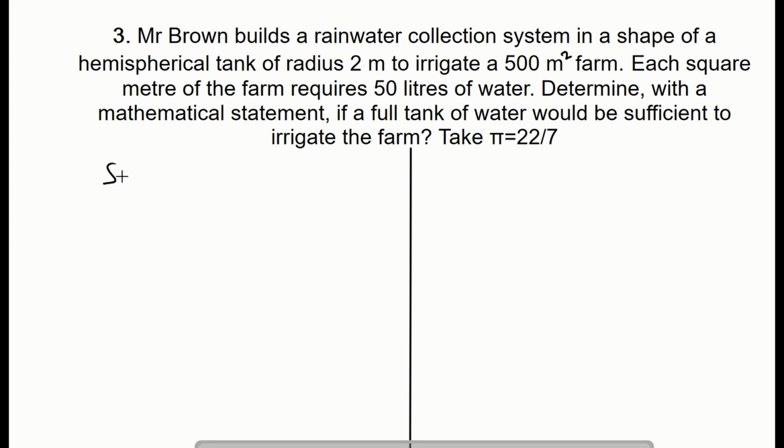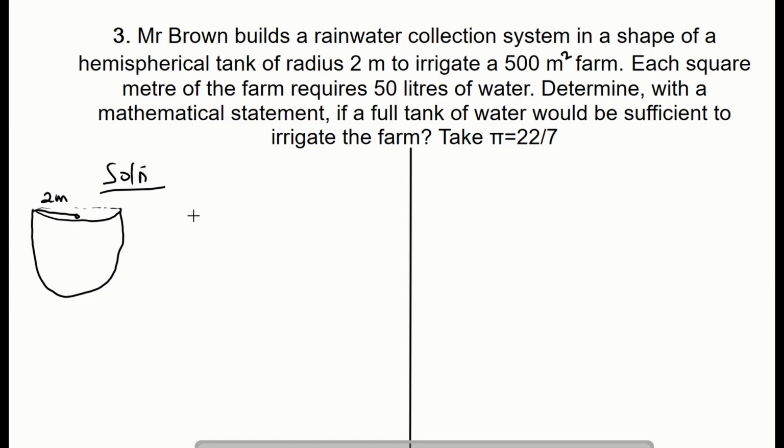So now let's identify the tank that Mr. Brown built, which is a hemispherical container. So let's draw a hemisphere, not drawn to scale. This is my rough hand. You have been given the radius, so the radius over here is 2 meters.